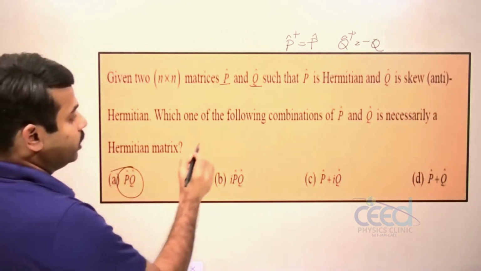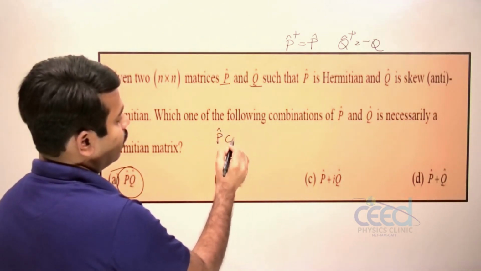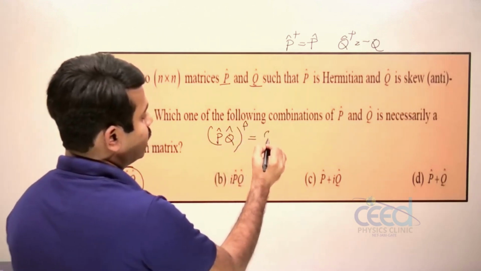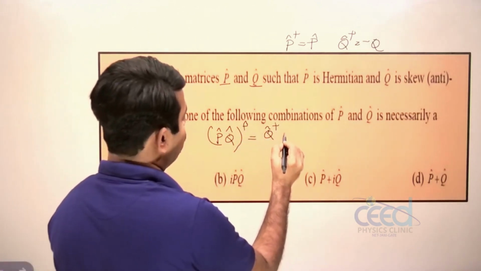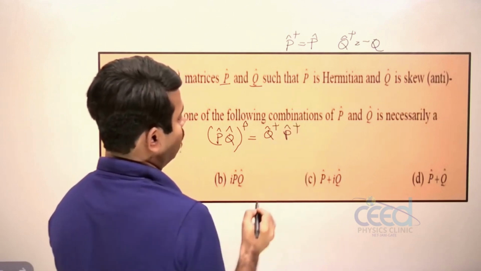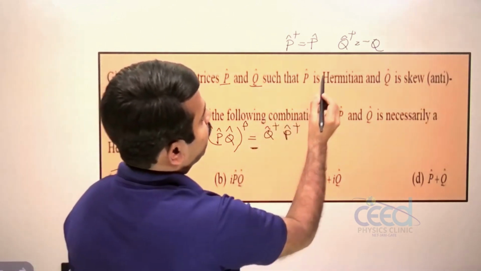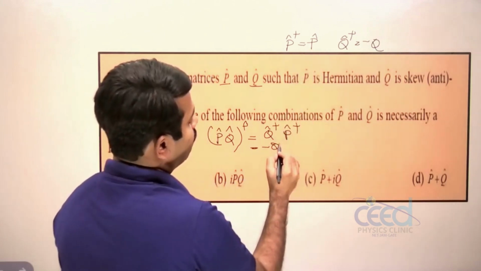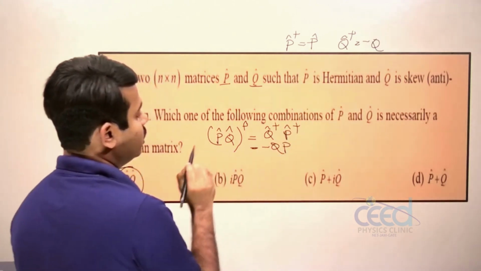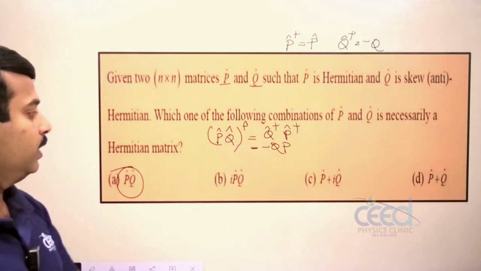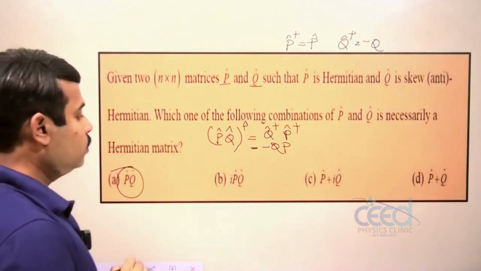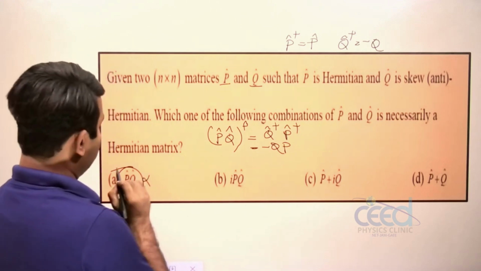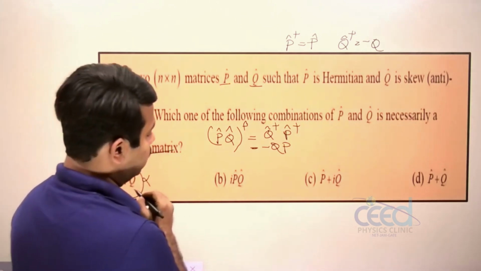So first, to find out P cap Q cap, all dagger is equal to Q cap dagger into P cap dagger. Now Q cap dagger is equal to minus Q, P cap dagger is equal to P. So this is Q Hermitian. We got a negative sign here, right? So this is not true. Now because this is skew Hermitian, we want Hermitian, right?